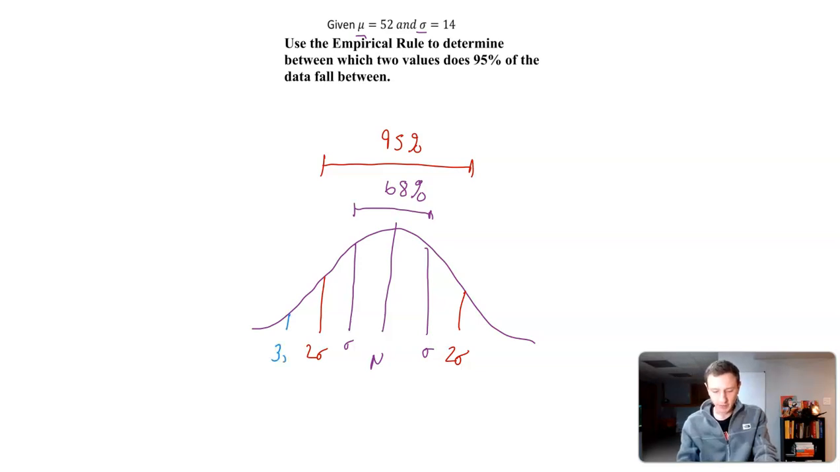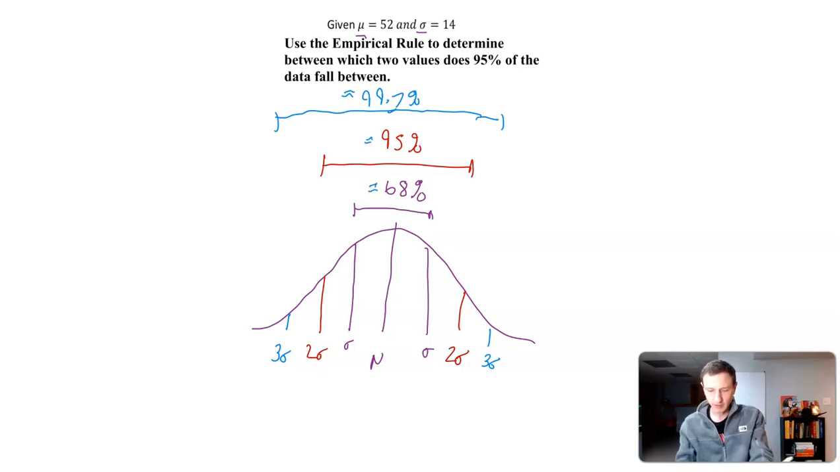And then if we go three standard deviations below and three standard deviations above, the empirical rule says that we have 99.7% of the data. I'll put a little approximately here. Approximately 99% of the data is going to fall between three standard deviations.